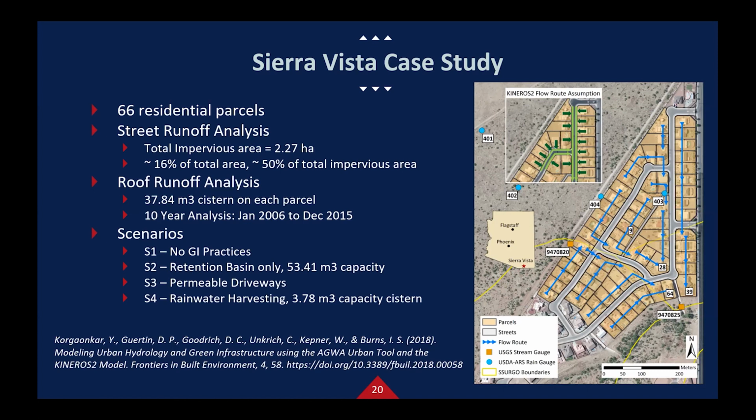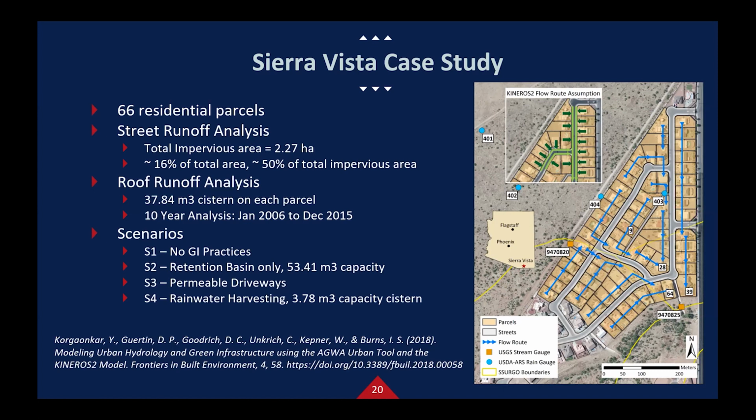They are very similarly built, and we decided to do 3 types of analysis. One, understand how the water is coming off the streets, which is 2.27 hectares, around 16% of the total area of the watershed and 50% of the total impervious area inside the watershed.